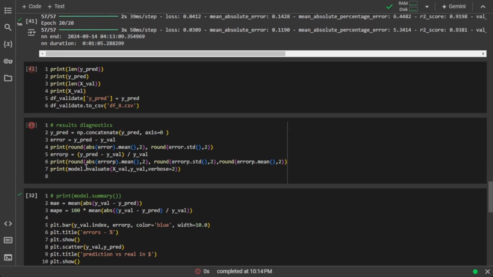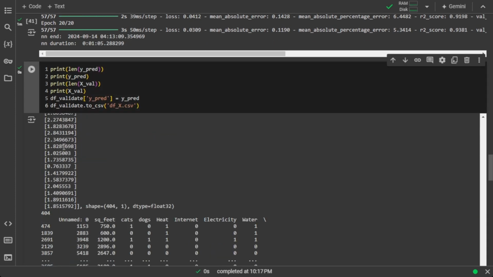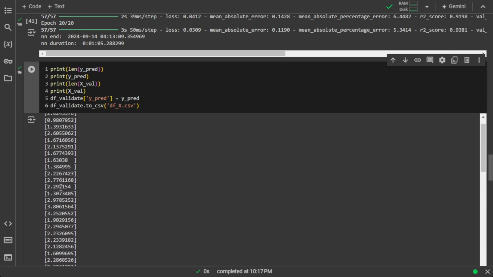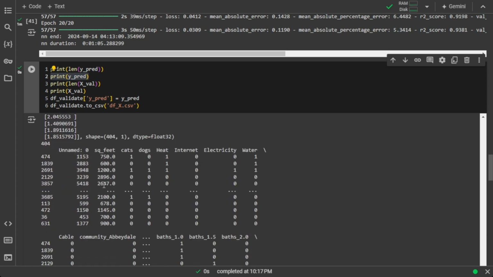That's where that all comes from. So let's run this. These are the predictions, by the way. As you can see, we have a length of predictions of 400 items. We have the predictions themselves. We have the length of the inputs and the inputs themselves.